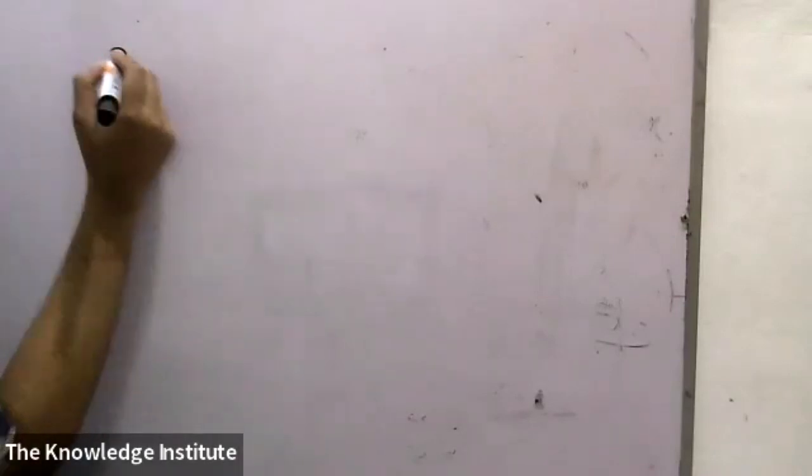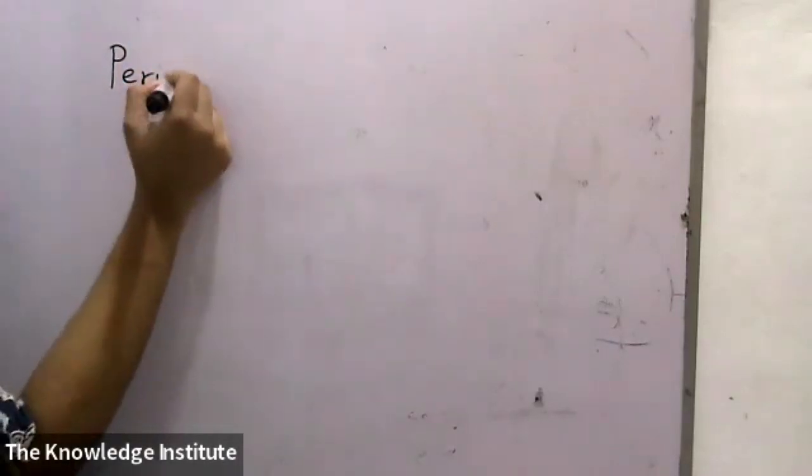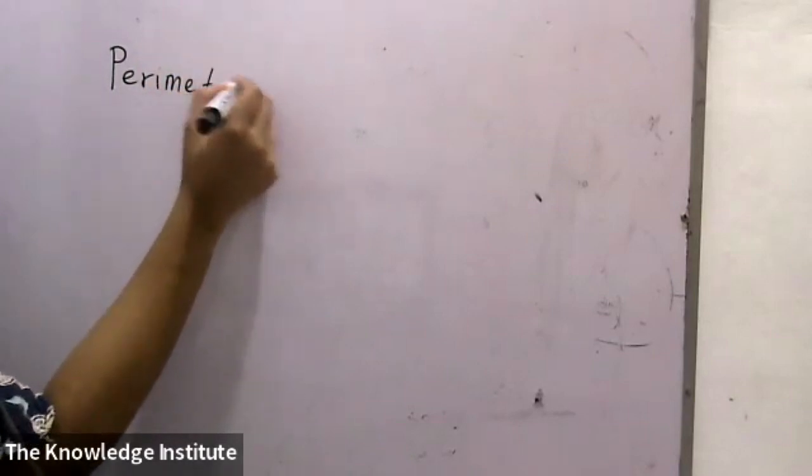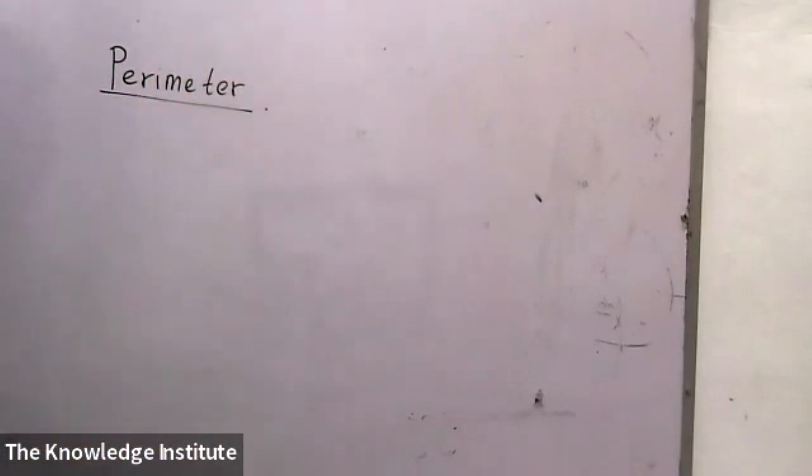Okay. Write down the topic: perimeter. So this is again from grade 10. You don't need your textbook. Just write down everything I give you. Now, what is perimeter? Perimeter means, when we have a closed figure, we add all the edges, the lengths of the edges of a closed figure.